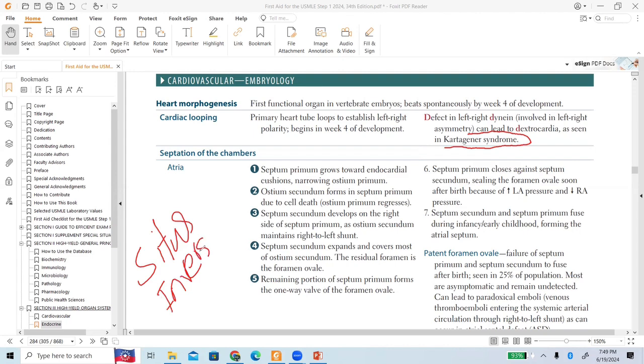Placement of the organs according to the normal position. So it's a placement of the viscera or the organ on the abnormal side. Like the heart, what is the normal location of the heart? Is it the right side or the left side organ? Left side of the body. The left side. So what happened in Kartagener syndrome?